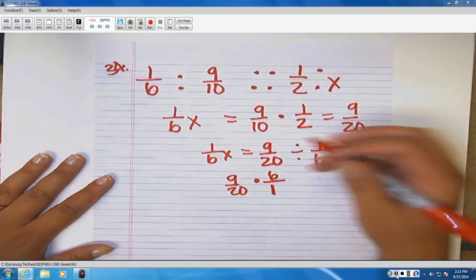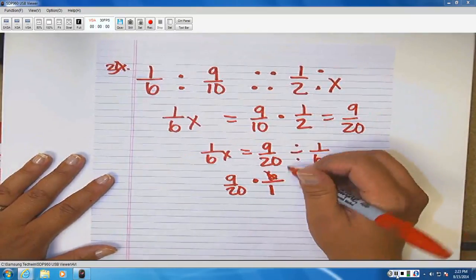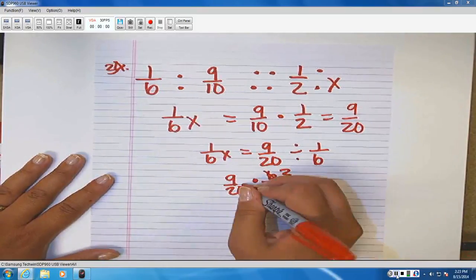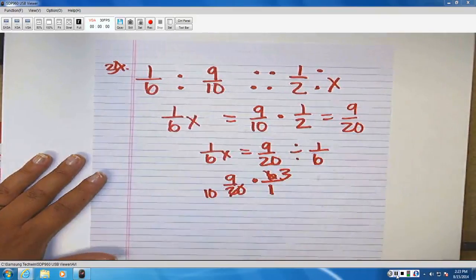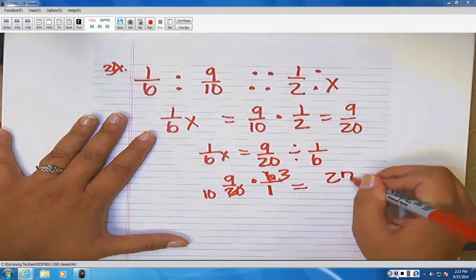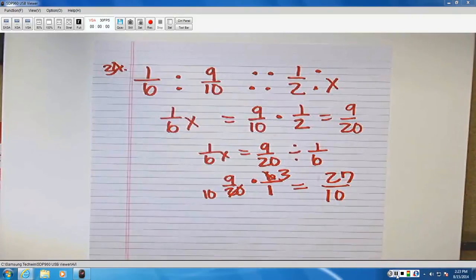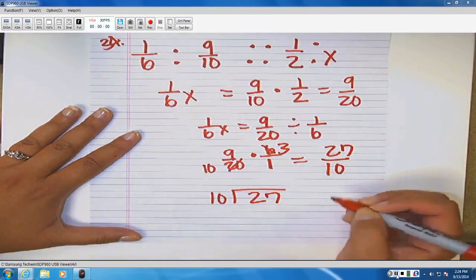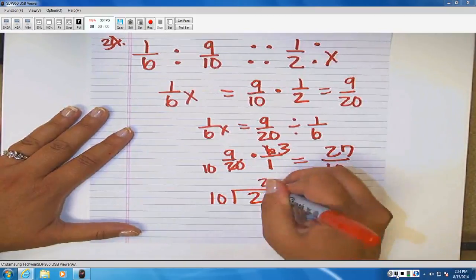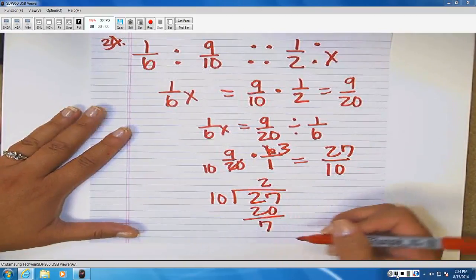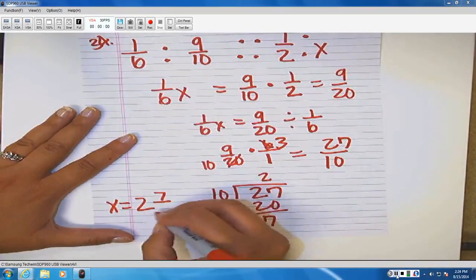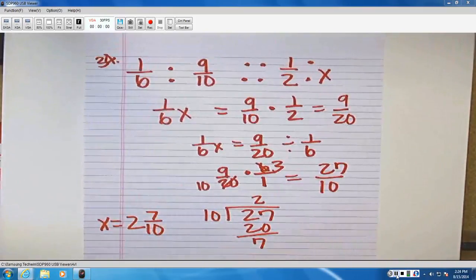Now I can reduce this. I know that 2 will go into 6 3 times. I know that 2 will go into 20 10 times. And now I'm just going to multiply straight across. And it ends up being 27/10, which is an improper fraction that I want to turn into a mixed number. So in order to do that, I'm going to take 10, 27. I know that 10 will go into 27 2 times. And my answer ends up being x equals 2 7/10.